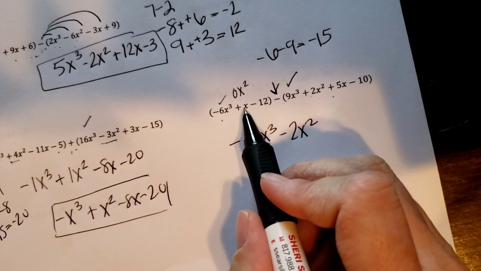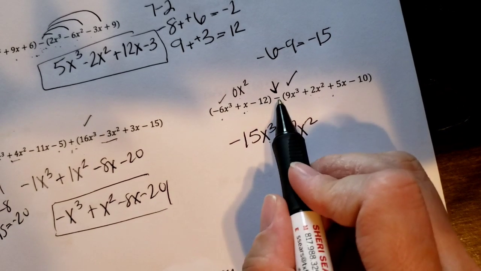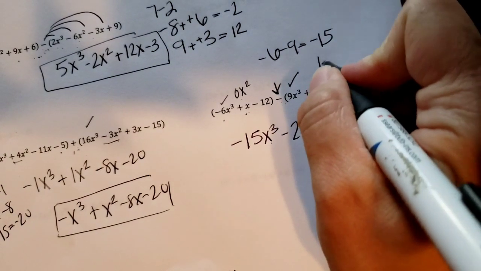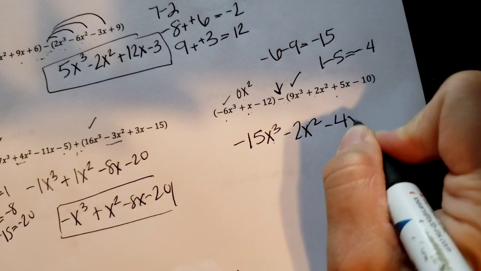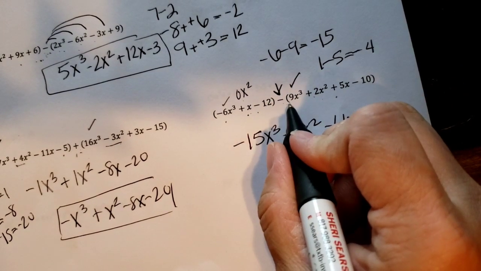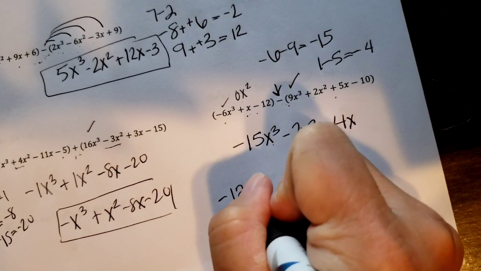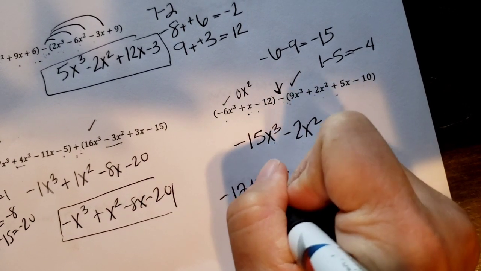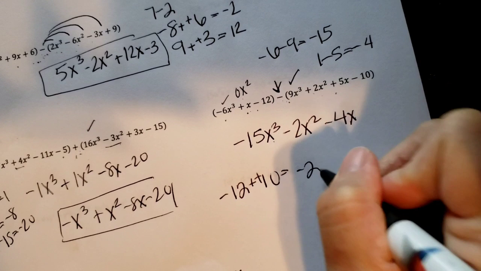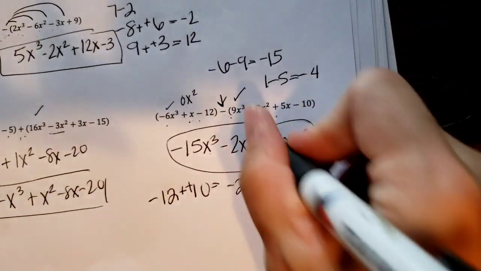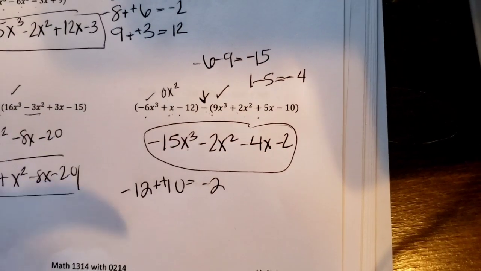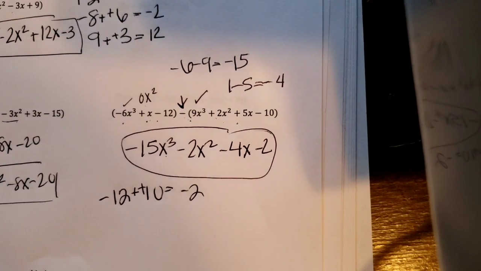And you can move to your x's. You have basically 1x minus 5x. So 1 minus 5 is negative 4x. And then negative 12 minus negative 10. So negative 12 minus negative 10. Think about that as adding 10 to that. So you're still at negative 2. So negative 2 is what we have there. Okay, so that's basically how adding and subtracting works. You want to be sure and get those like terms together.